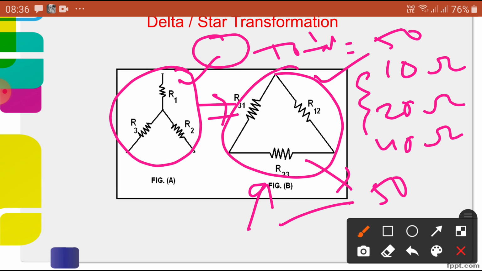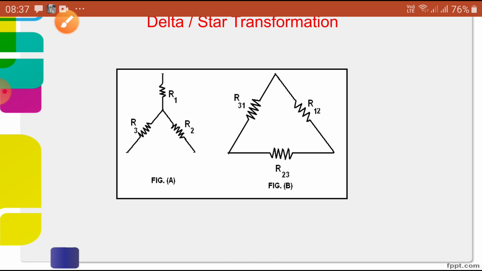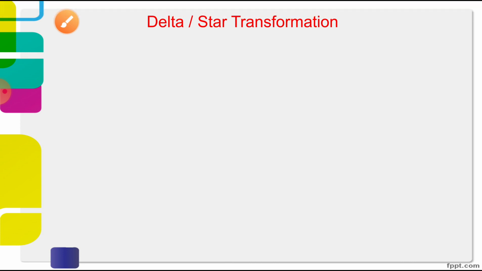Okay, the values are the same, but it is connected in star, that is connected in delta. This is one helpful technique in solving problems. Now, let us see how these resistors are connected. Now, you can see here. For example, here star or delta, as you can see here.